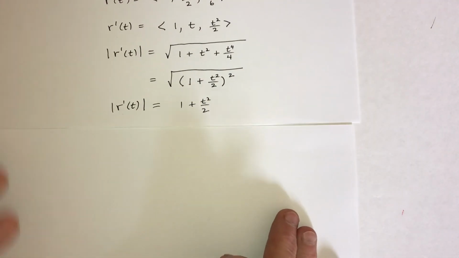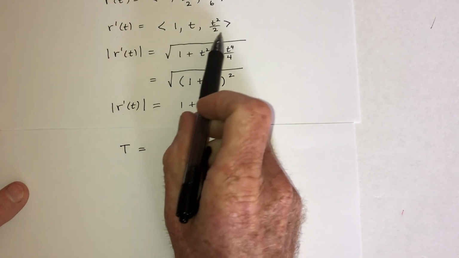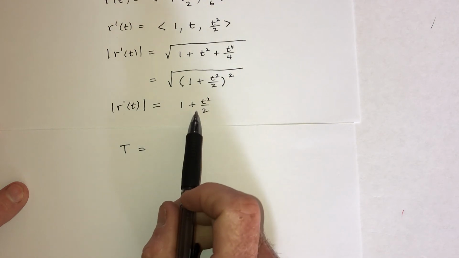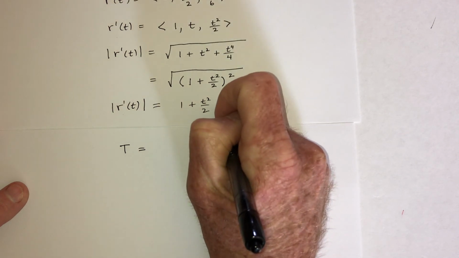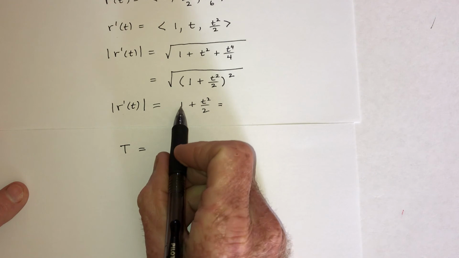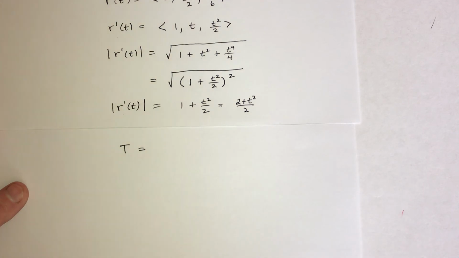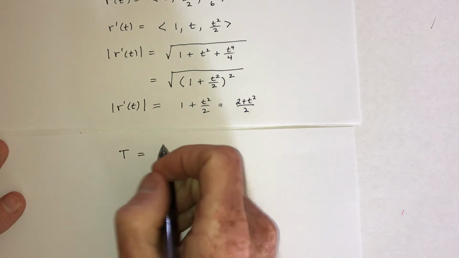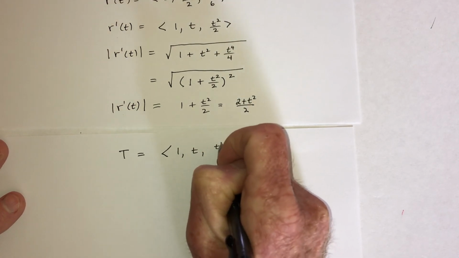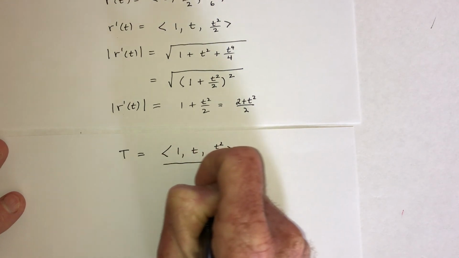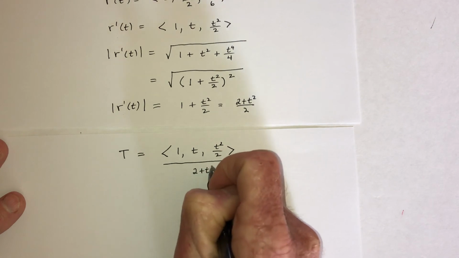So the unit tangent vector will be the derivative divided by its length. I could rewrite this one, get a common denominator, so this is 2 over 2. So it would be 2 plus t squared over 2. So the unit tangent vector will be 1 comma t squared over 2. And then that needs to be divided by the length of 2 plus t squared over 2.